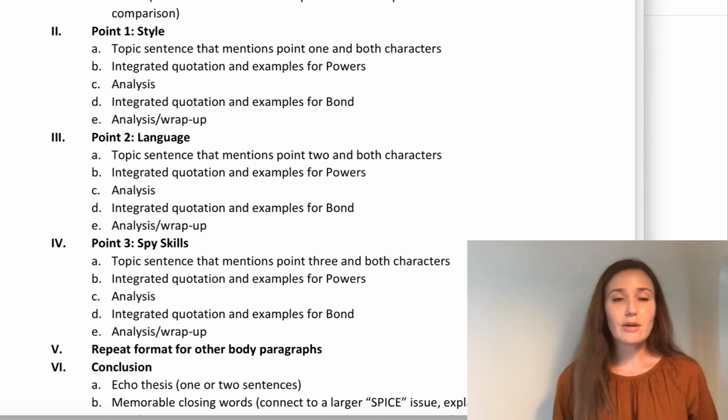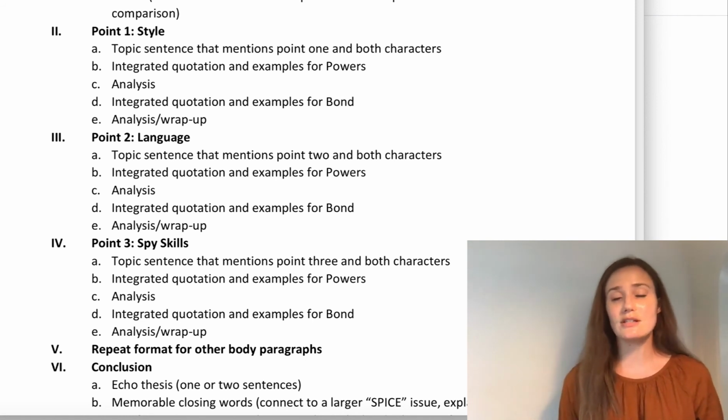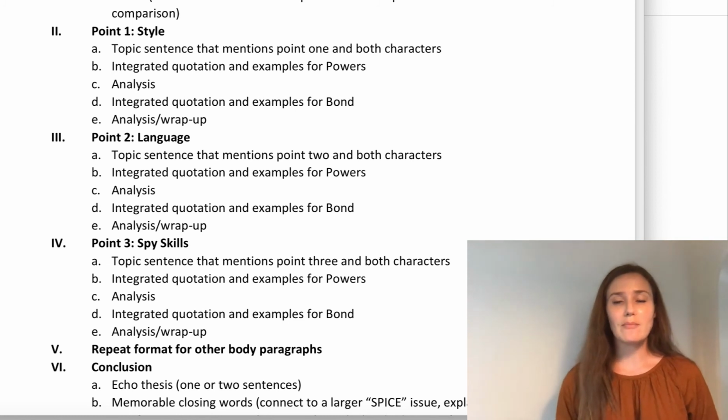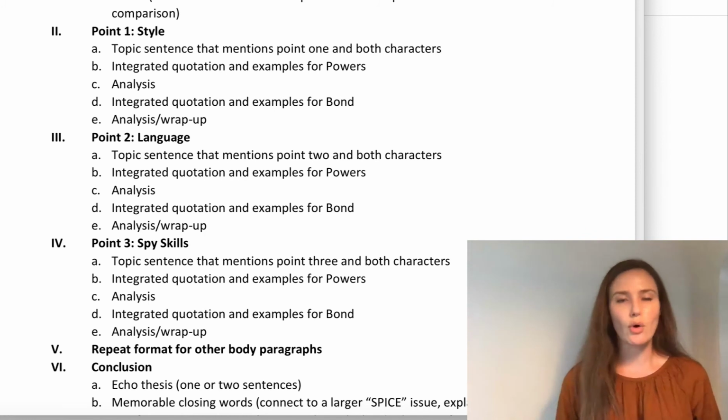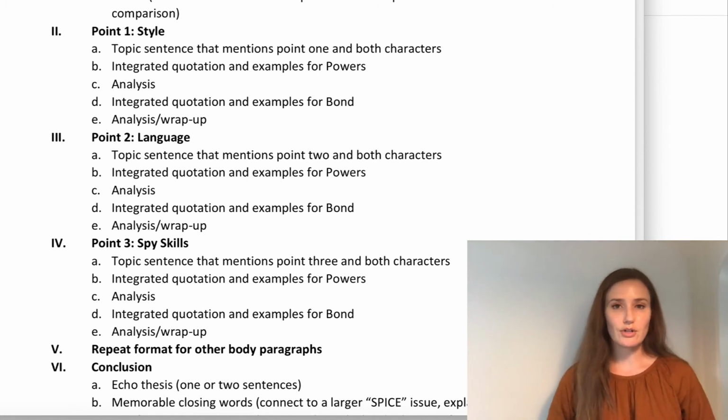Another good part about using point-by-point format is that you can have as many paragraphs as you want, right? So I could add more points, but I'm just showing you 3 just as an example. Of course, you can have more than 3 points. And then a conclusion will do the same thing a conclusion does in any essay.